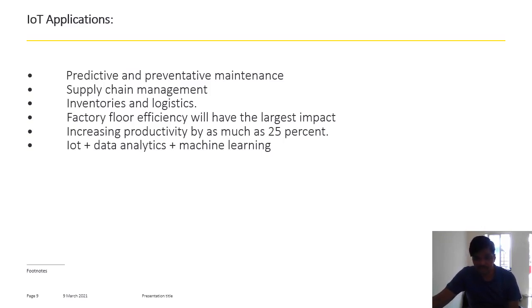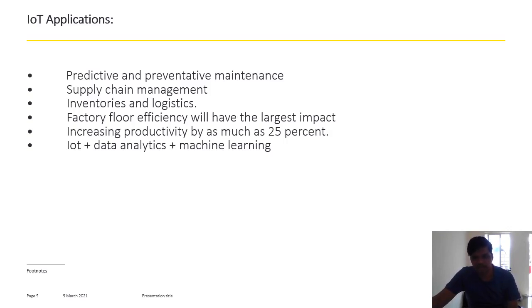Inventories and logistics, this is again an important part, because inventory is holding all my tools and raw materials, and logistics is nothing but the transportation system of my company, either being hired, or the facility is being hired out from outside, or I have an in-house logistics system. Then factory floor efficiency will have the largest impact.